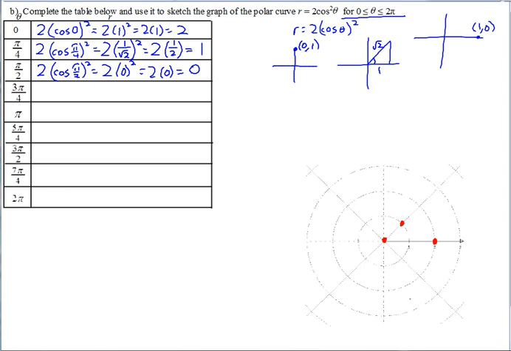Now let's try 3 pi over 4. Cosine of 3 pi over 4 would be negative 1 over root 2, or if you simplify it, negative root 2 over 2, either way. When you square that, you get negative 1 squared is 1, square root of 2 squared is 2, so the 2 is reduced out, so you get 1. So in the 3 pi over 4 direction, here we get 1.